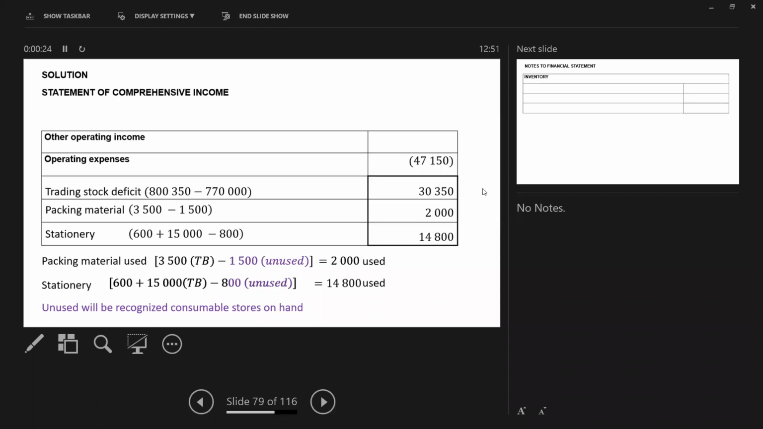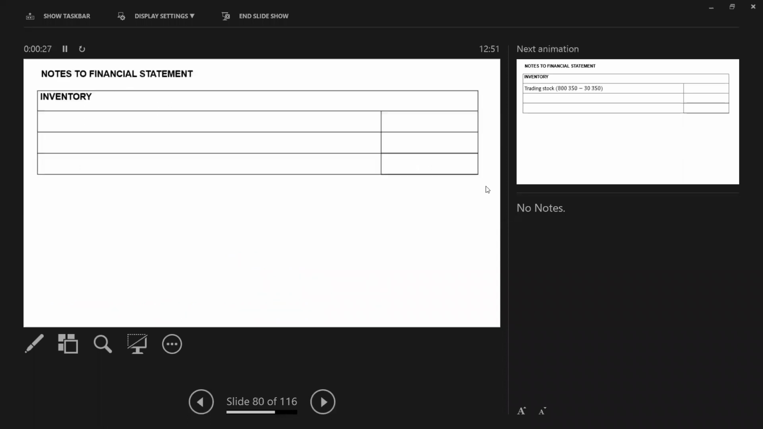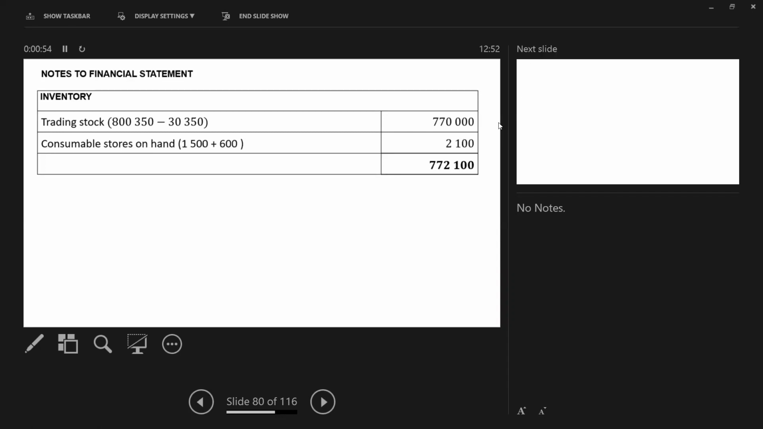In the notes to the financial statements for the year ended 28th February 2016, trading stock will be as per the stock count of 770. Consumable stores on hand will be made up of 1,500 plus 600. And that will give us 2,100. Adding your inventory up will give us 772,100.